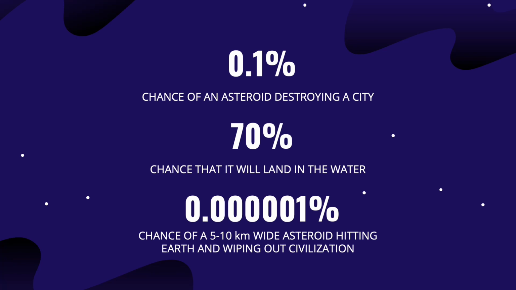To understand these previous numbers a little better, this means, based on calculations done by NASA, there is a 0.1% chance every year of an asteroid hitting and destroying a city. If one of these types of asteroids does hit, there is a 70% chance it will land in water, 25% chance it will hit an unpopulated area, and a 5% chance it will hit a highly populated area. The odds of an asteroid hitting Earth and possibly causing extinction is a 0.000001% chance. So overall, the probability of anything happening in our lifetime is very, very small.